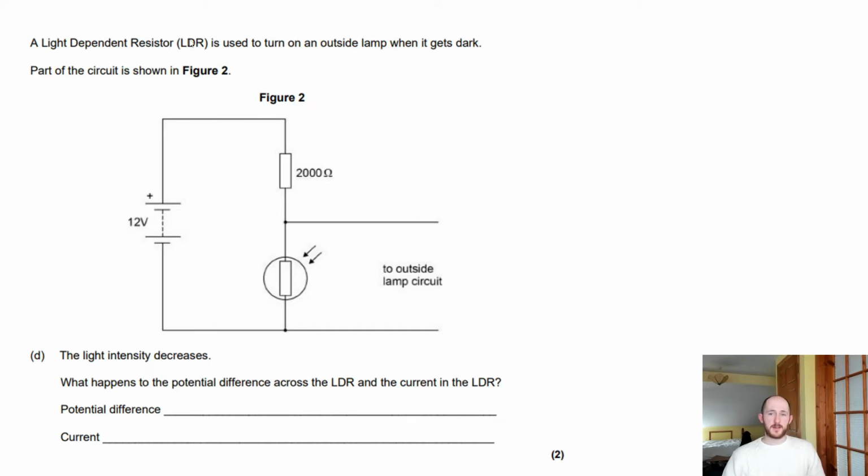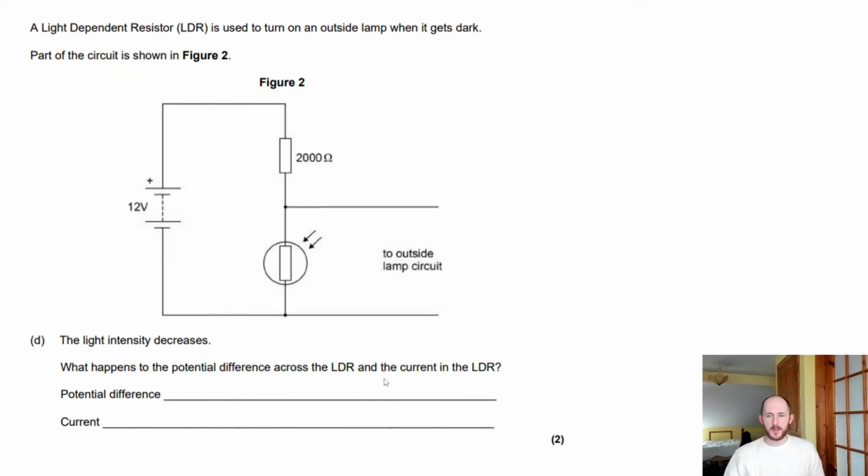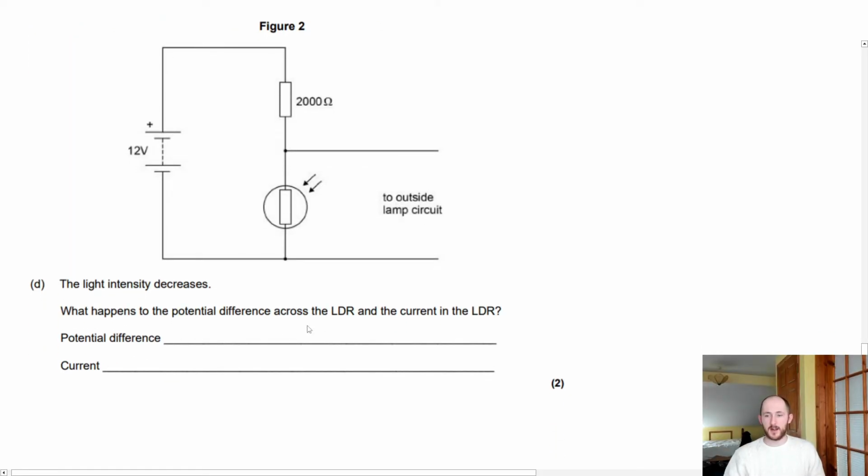A light-dependent resistor, LDR, is used to turn on an outside lamp when it gets dark. This is part of the circuit. So we have this bit which is all in series, then we have the parallel bit which goes to the actual lamp circuit which is outside. The light intensity decreases. What happens to the potential difference and the current across the LDR or through the LDR?